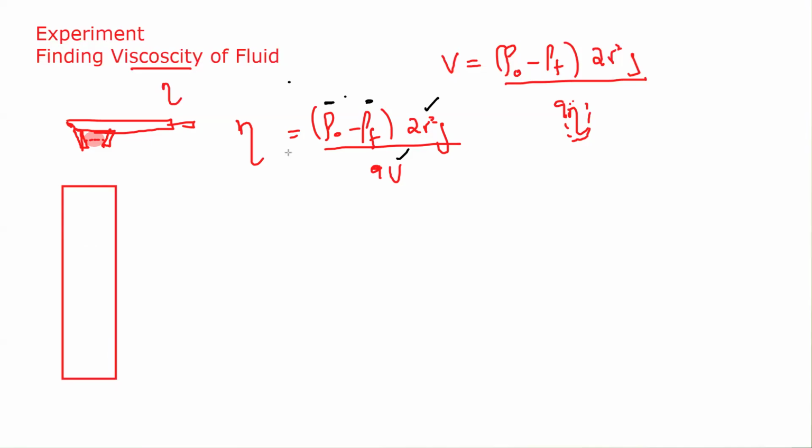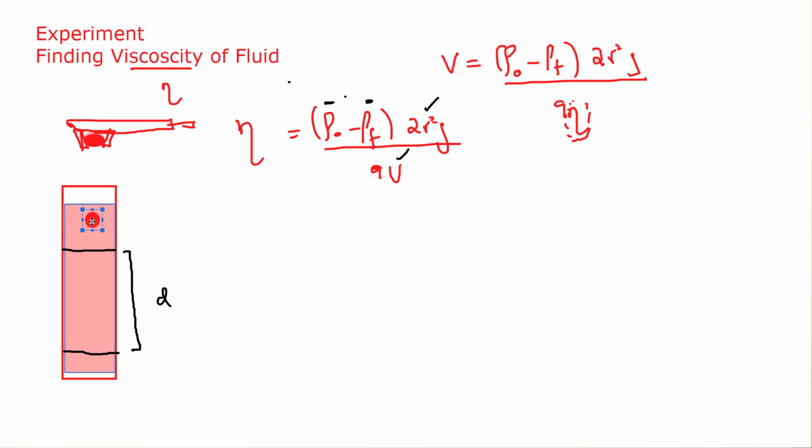We take a container and fill it with a fluid. We place this object, whose diameter we determined. On the container, we place 2 rubber bands, and the distance between the 2 rubber bands we measure using a meter rule or a scale. The moment we drop this sphere, as it falls, the moment it crosses the first rubber band, we start the timer.